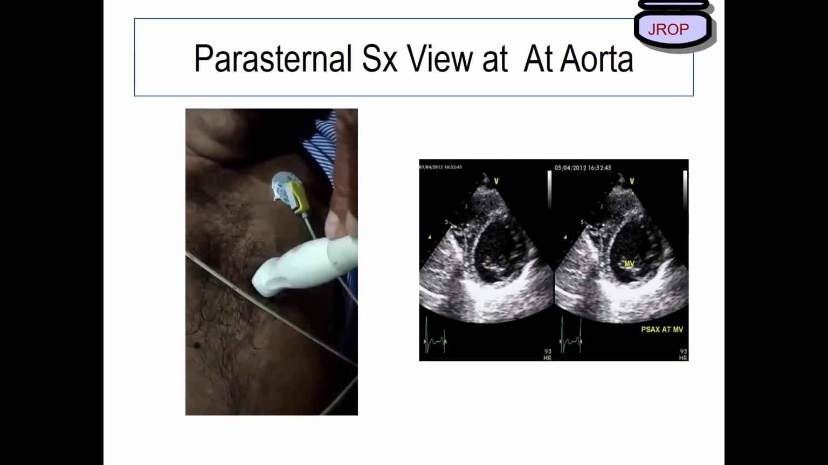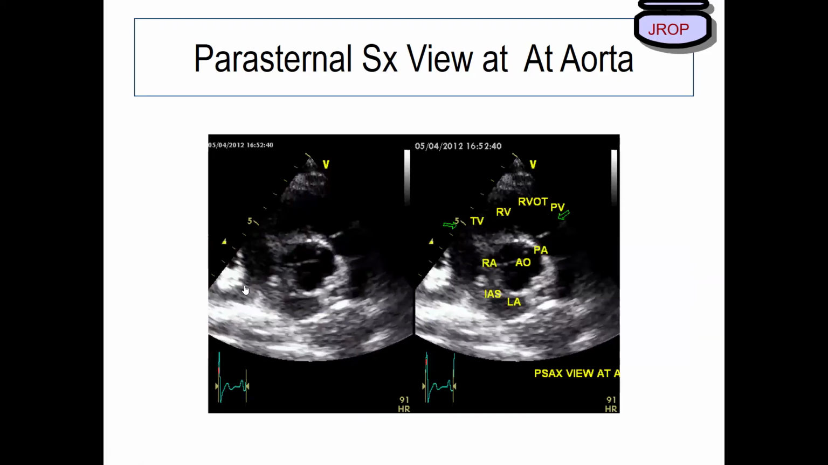And we get 4 views in this. One is aorta in the center. Then this is tricuspid valve. This is tricuspid inflow. This is proximal RVOT. This is distal RVOT. Then there's pulmonic valve, pulmonic artery which bifurcates to right and left.